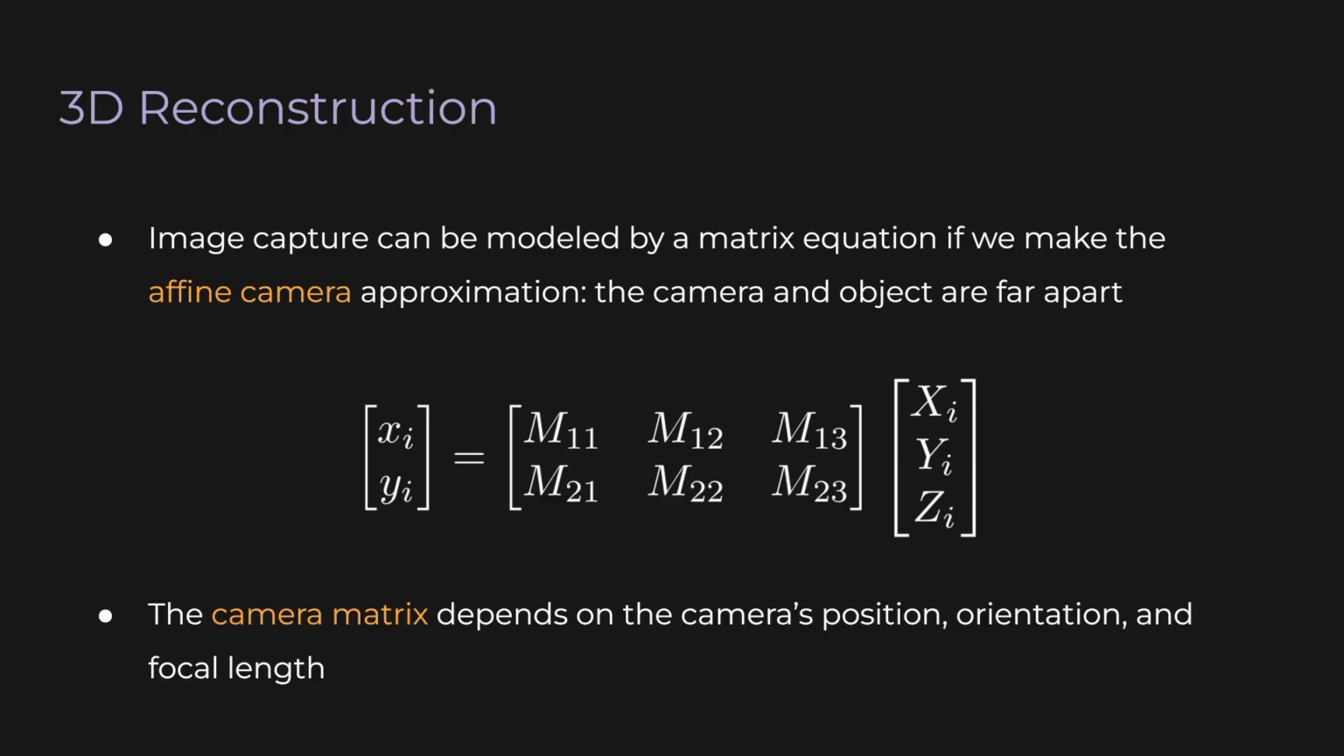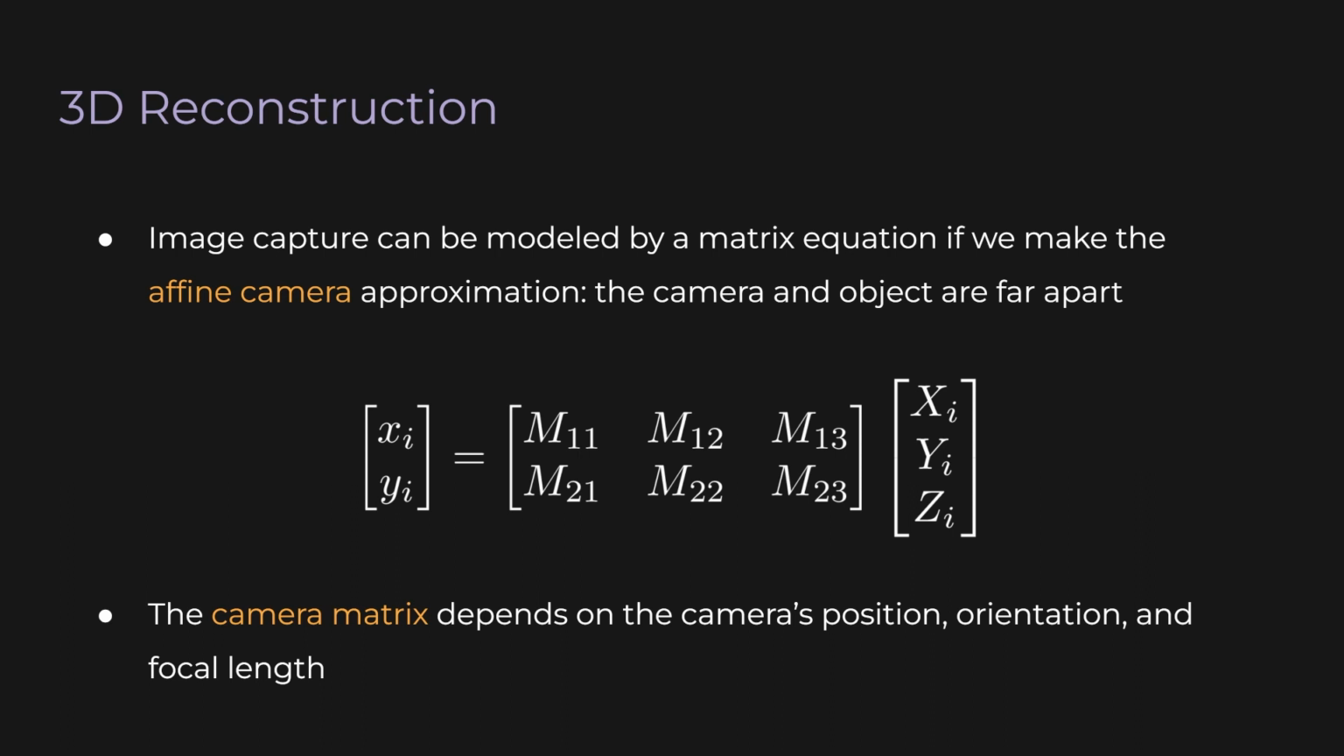Note that the camera matrix depends on the camera's position, orientation, and focal length. When you point your camera at the object, if you've set up your camera with a certain lens, and you've placed your camera at a certain position and orientation relative to some coordinate system, then there's a straightforward way to calculate the elements of the camera matrix.